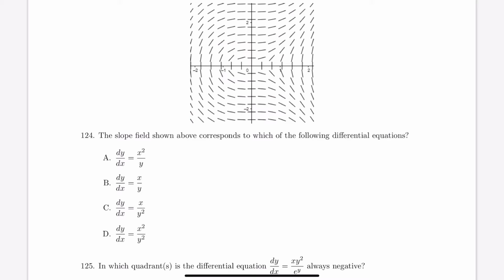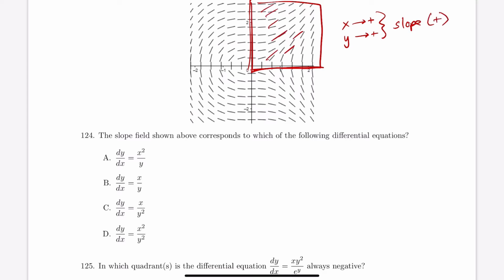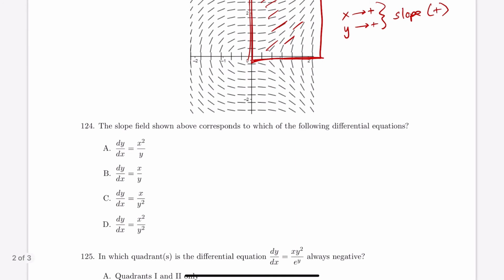Okay, let me use my principle of positive slopes. So first of all, if I look at the first quadrant, I have positive slopes, right? So that means that if my x is positive and my y is positive, because these are all coordinates in the positive x-axis, positive y-axis, then my slopes are all in a positive direction. So my slopes should be positive. Let me see if that helps. No, that doesn't really help me eliminate anything.